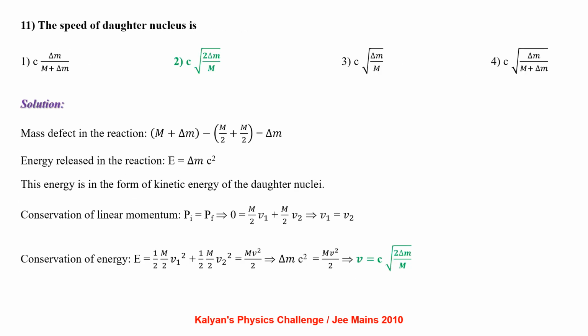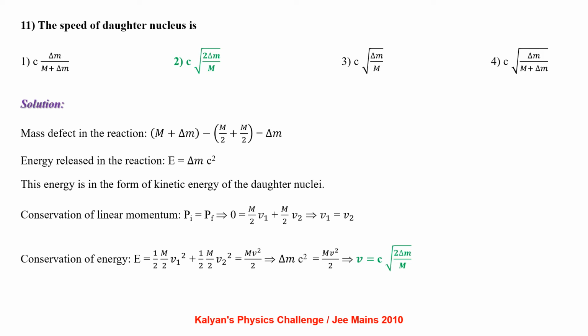The speed of daughter nucleus is? The mass defect taking place in the reaction is M plus delta m minus M, that comes out to be delta m. Then the energy released is E equal to delta m into c square according to Einstein's mass energy relation. Now this energy released will be taken up by the daughter nucleus as its kinetic energy.